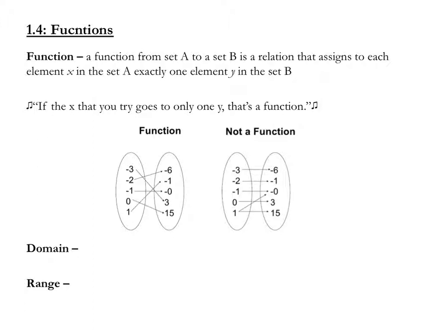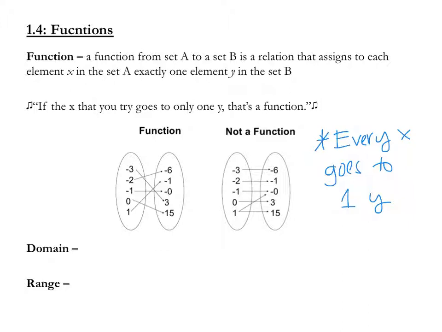To be a function from set A to set B, it has to be a relation that assigns every element x in set A to exactly one element y in set B. So the key is really focusing in on the x's. Every x has to go to only one y. So every x goes to one y. That's what it means to be a function.